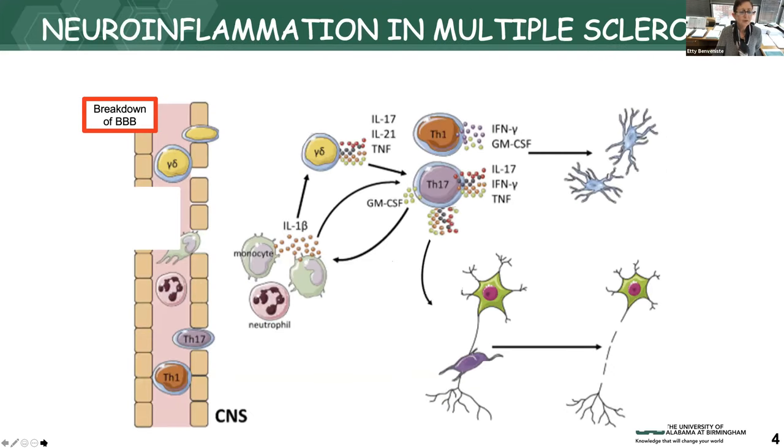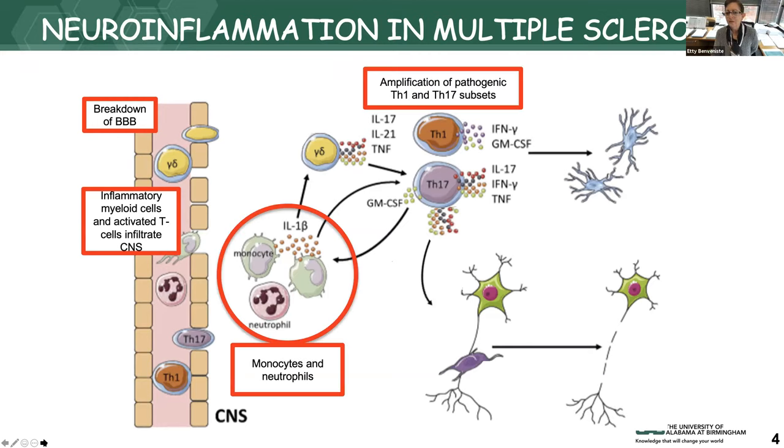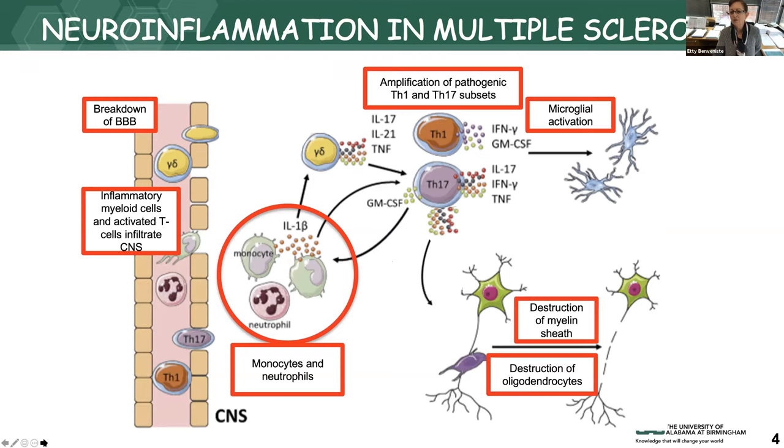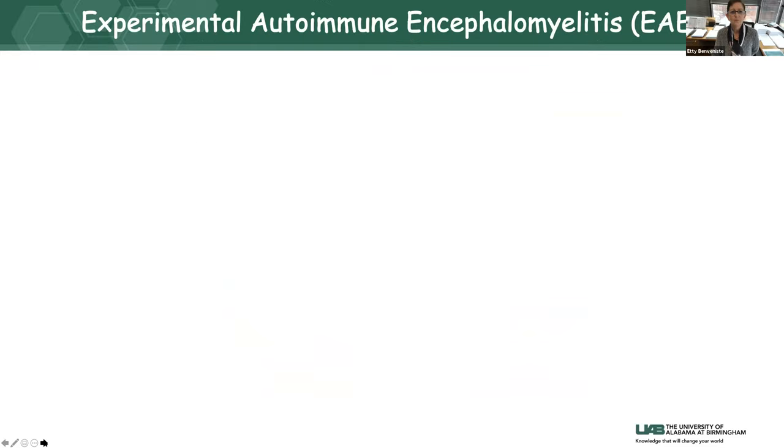So just shown in a pictorial fashion, breakdown of the blood-brain barrier, infiltration of myeloid cells, activated T cells, monocytes and neutrophils, and then an amplification of pathogenic TH1 and TH17 subsets, microglial activation, destruction of the myelin sheath and the oligodendrocytes, ultimately resulting in neurological impairment.